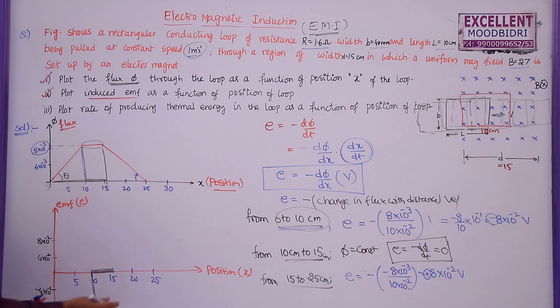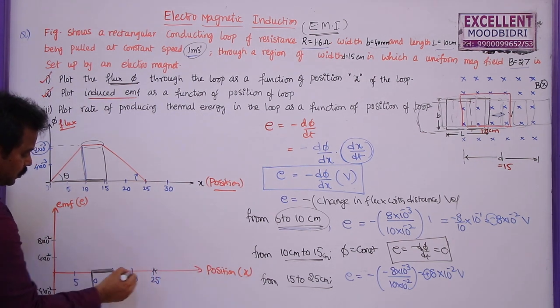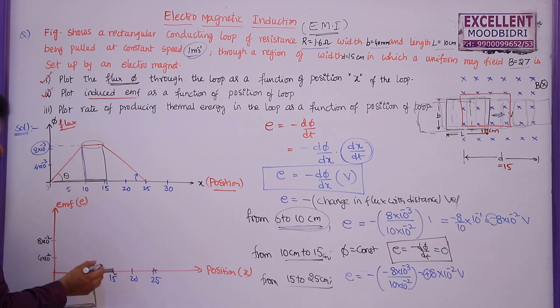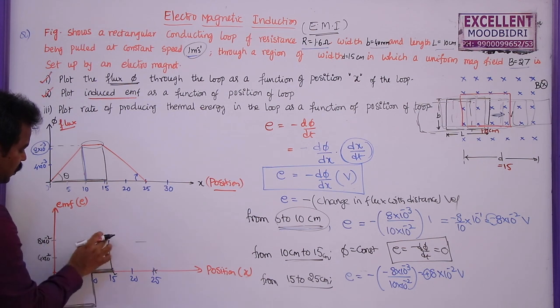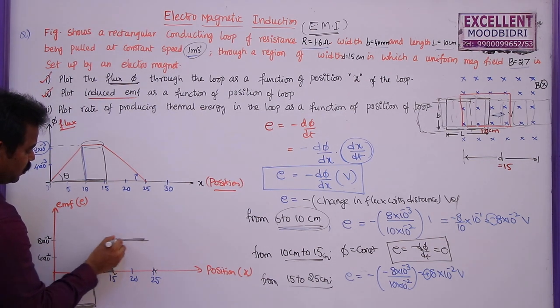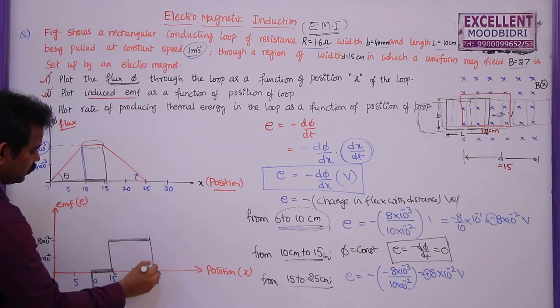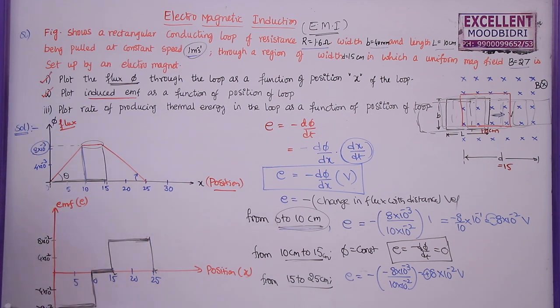So after that, from 15 to 25 centimeters, EMF will be positive. So I am going to take this value. So this is a positive value here. So this is the positive value. Now we can complete this graph like this. So this is the variation of EMF. First it was negative, and then it is 0, and then it is positive.